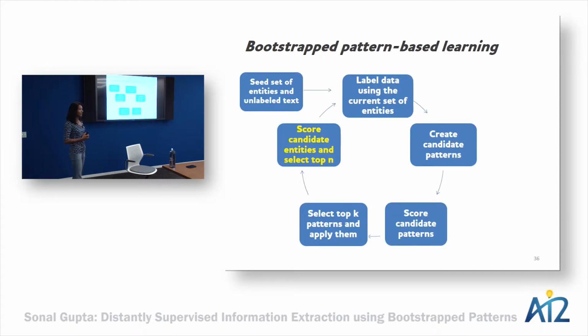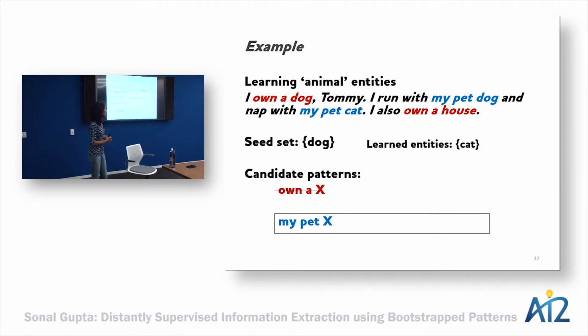So in the last step, you have all these candidate entities that were extracted using all the patterns you have learned till now, and you want to see which of these entities are actually good entities. So you score them using some entity scoring function. Right now, we have only one candidate entity. Let's assume it gives a score, and you learn that cat is another animal entity.